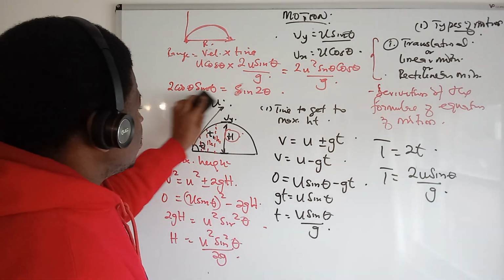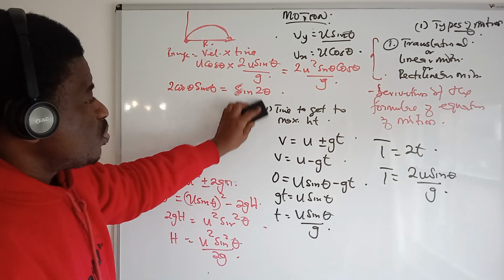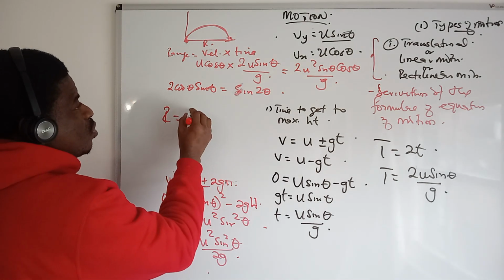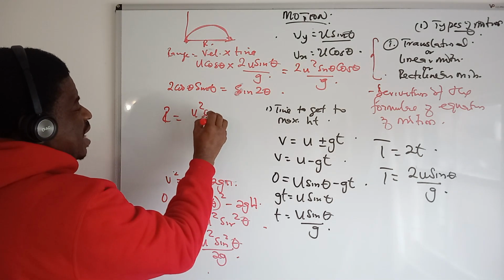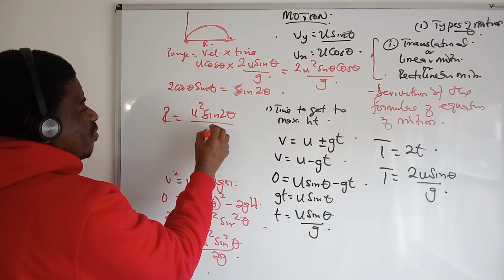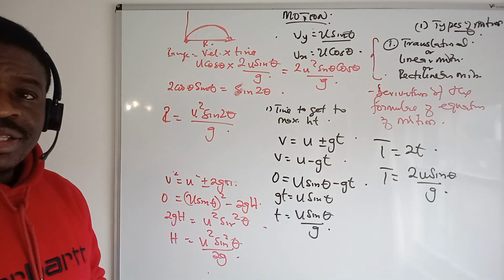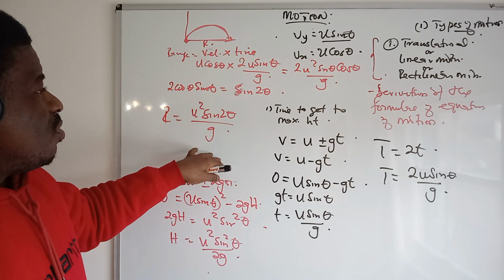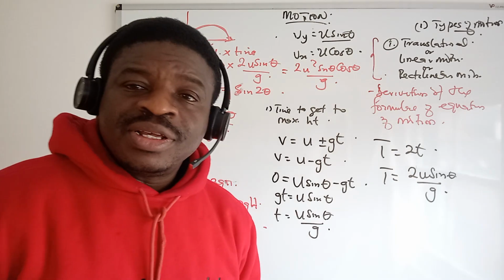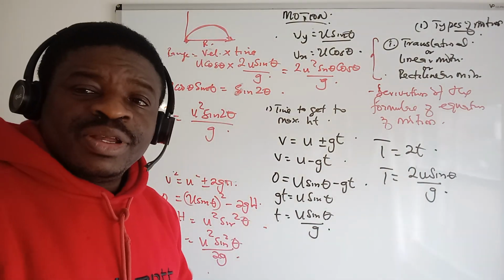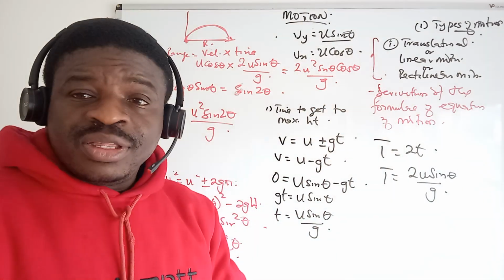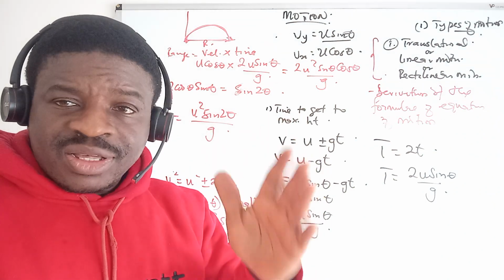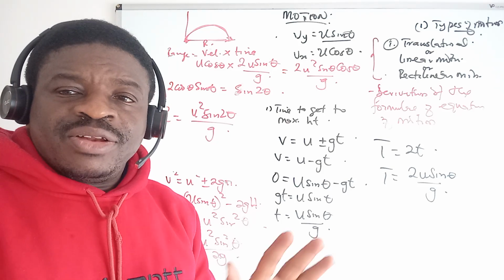So we are now going to have your range, which is u squared sine 2 theta all over g. So that is now your range: u squared sine 2 theta all over g. So we have simply derived the three aspects of translational motion, along the x-axis, along the y-axis, and along the z-axis. And I've explained it all.